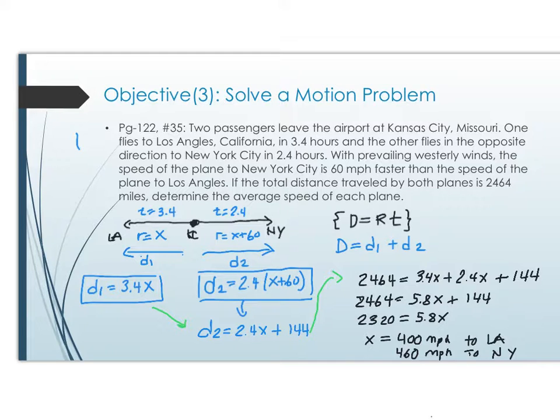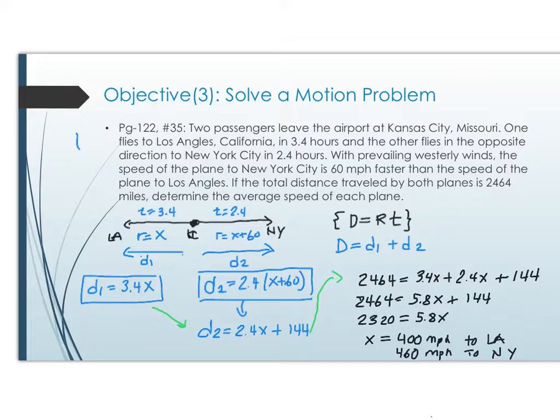So here I have a motion problem. It's page 122, number 35. Two passengers leave the airport at Kansas City, Missouri. One flies to Los Angeles, California in 3.4 hours. The other flies in the opposite direction to New York in 2.4 hours.